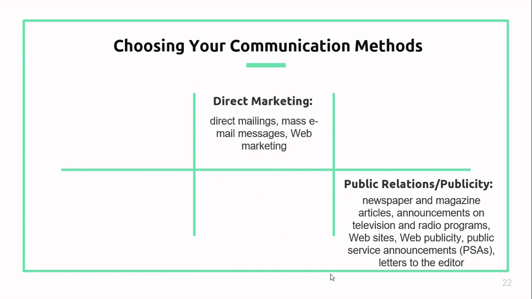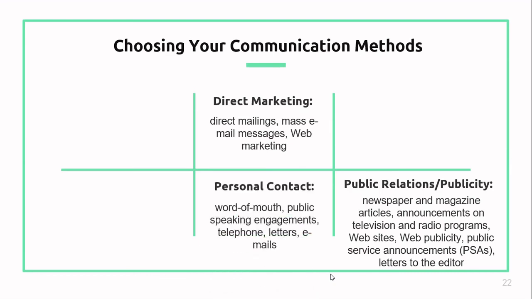So next is direct marketing, which may include direct mailings, mass email messages, or web marketing. So here, you can use direct marketing through contacting your target users. So for example, if you have a list of your patrons' email addresses, sending them email message about the upcoming event of your library can be effective, and it is also inexpensive to get the word out to a number of people.